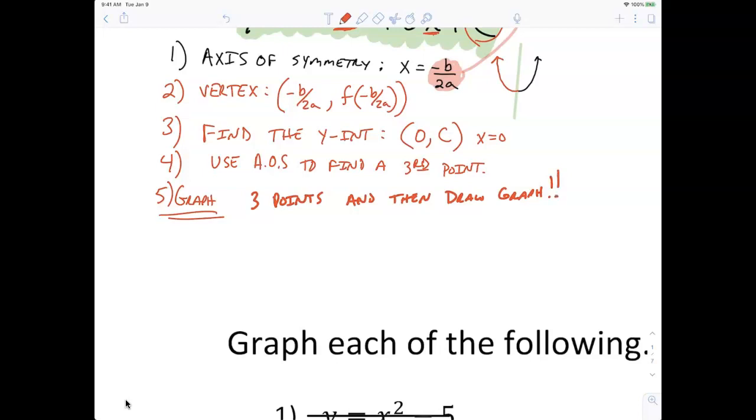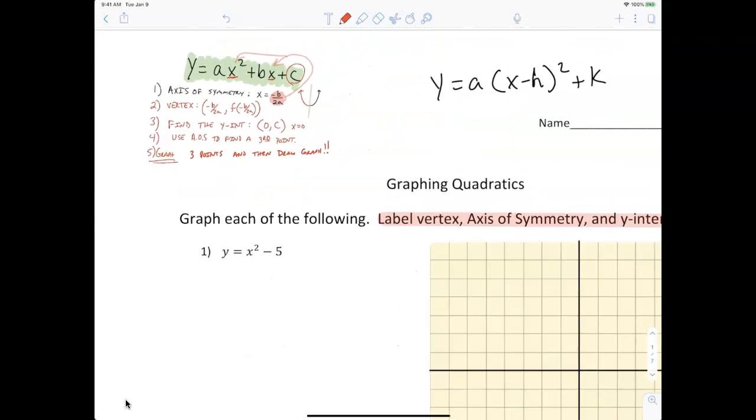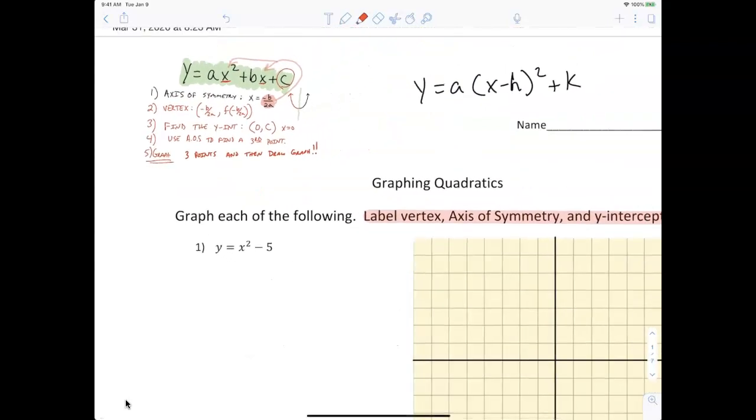Now, again, the reason why this is confusing is because there are multiple ways of graphing a parabola. There's the vertex form and the standard form. You have to know both forms. That's all there is to it.